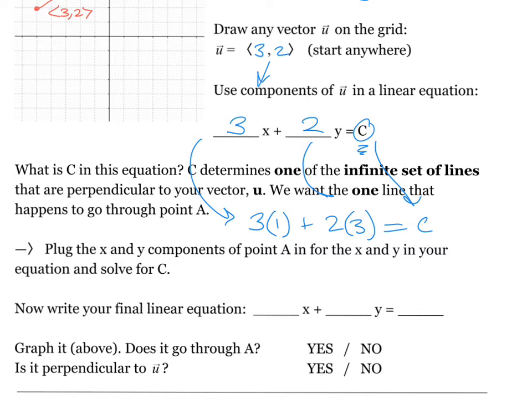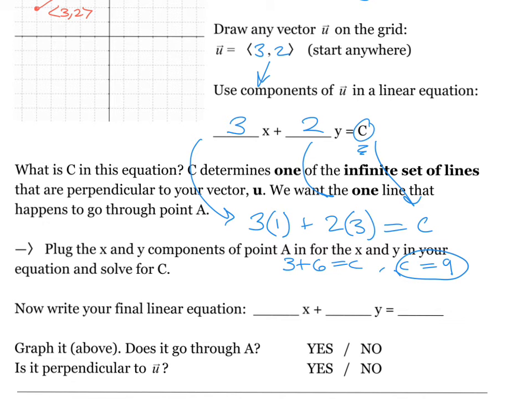The equation says 3 plus 6 equals c. So c equals 9. So we've figured out that c is equal to 9, and that defines the one line that passes through point A, which is perpendicular to the vector u. So let me write this final equation down here.